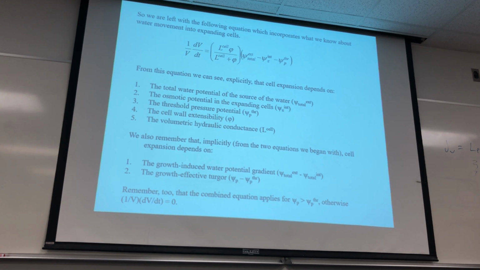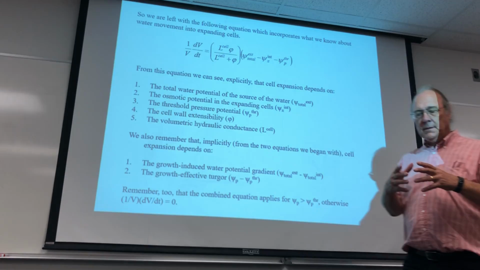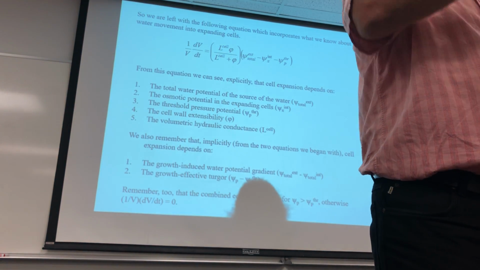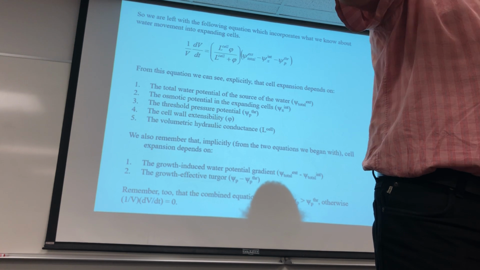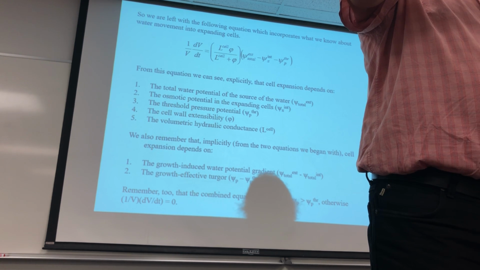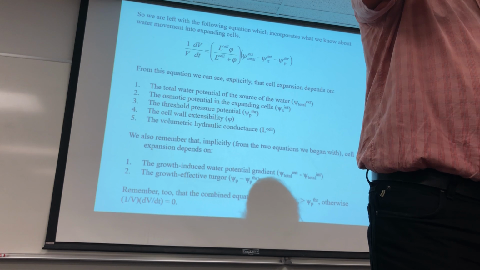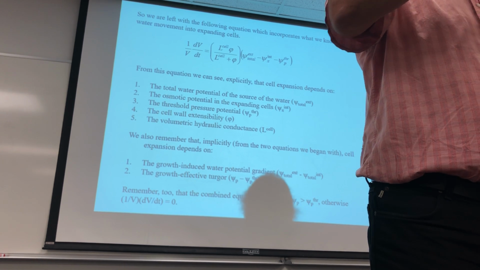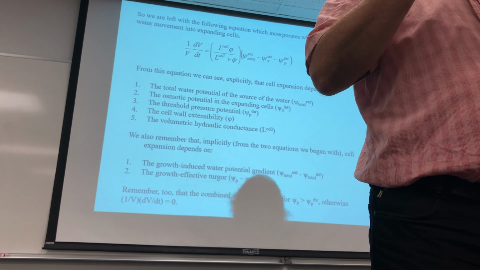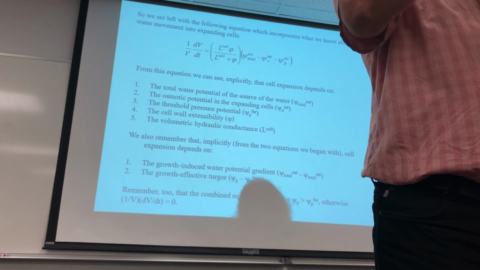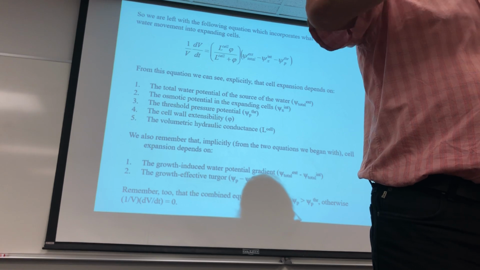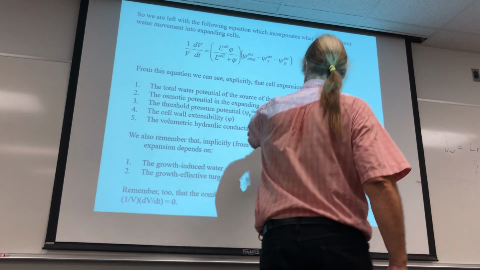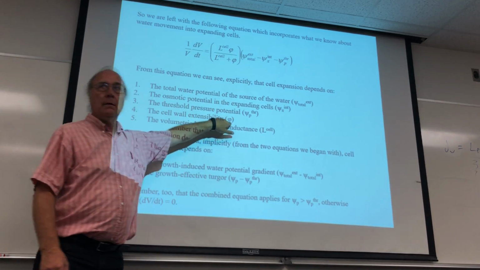And this extensibility is an expression of the mechanical properties of the wall, how easy it is to expand that wall, and that depends on the nature of the bonds holding that wall together between the cellulose fibers in the wall. And so by using enzymes that break those bonds, the plant can alter the mechanical properties of the cell wall, can alter the cell wall extensibility.